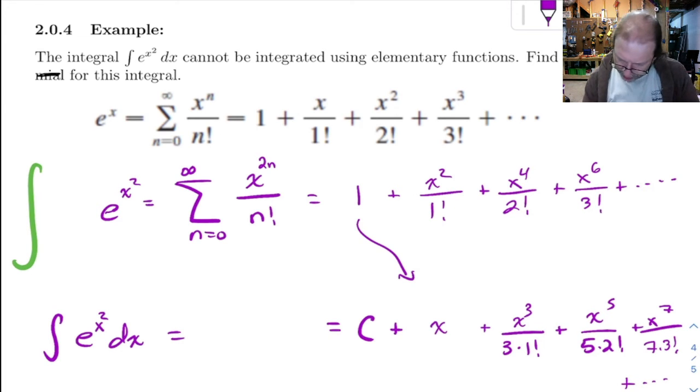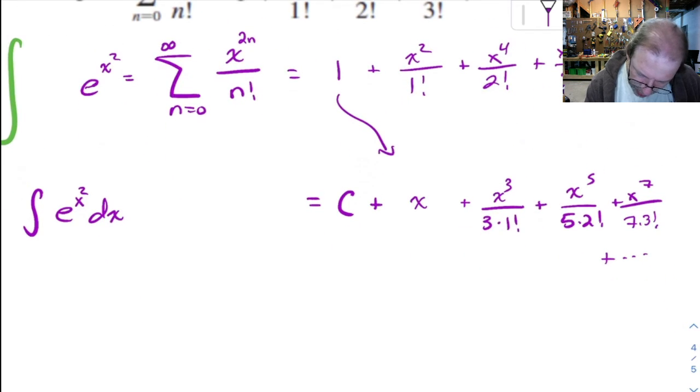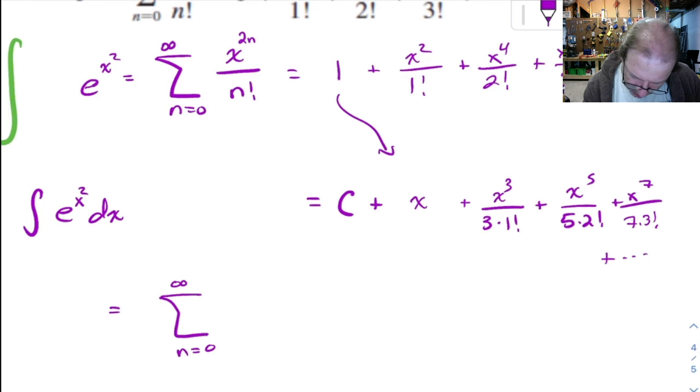All right, so that's the integral of this thing. How can we write that in sigma notation? Well, let's see. We're going from 0 to infinity. Tell you what, I'm not going to try to cram it in there. I'm going to write it below. We're going from 0 to infinity. We've got to put that constant out front. And then we're going to come up with a formula for each of these guys over here.